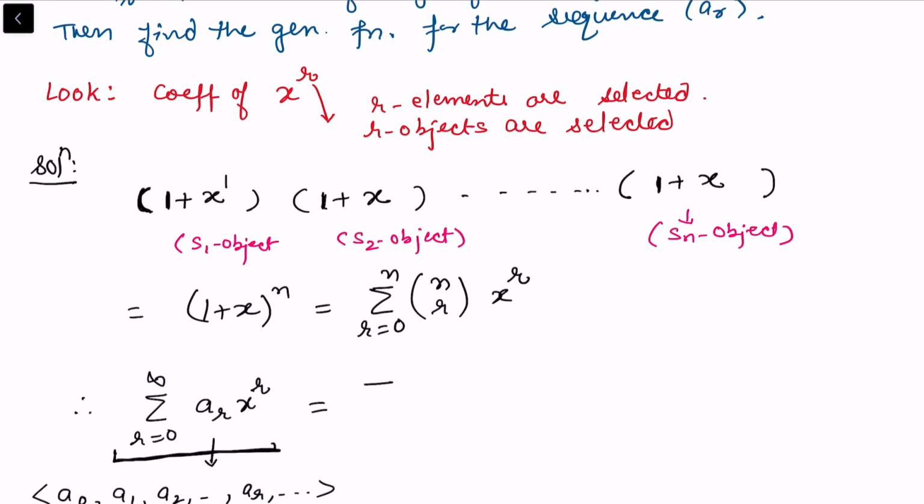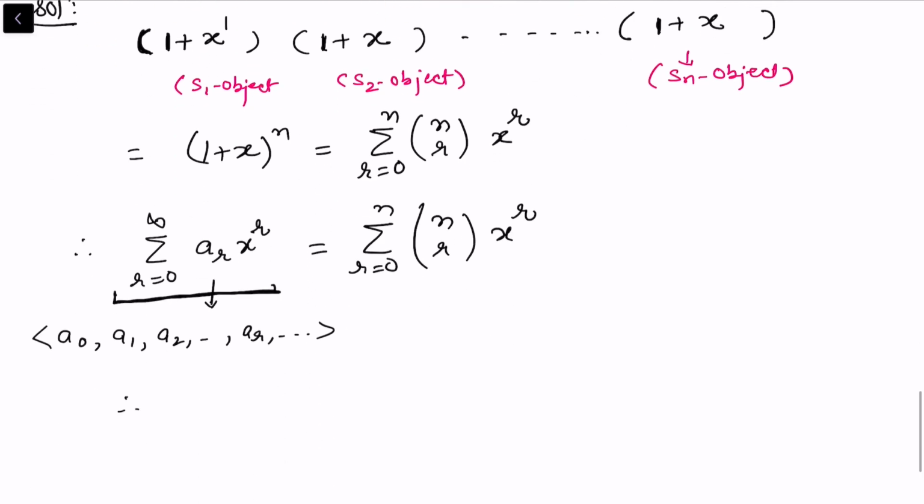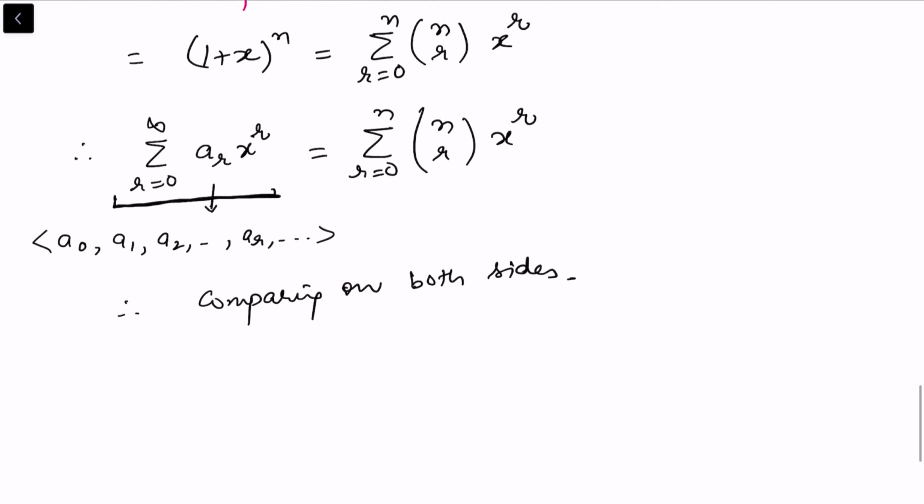And we have found that this is the same as the sum for r goes from 0 to n of n choose r, x to the power r. So just comparing coefficients on both sides, what do we get? We get that a_r is equal to n choose r, and this n choose r is valid whenever r lies between 0 and n.